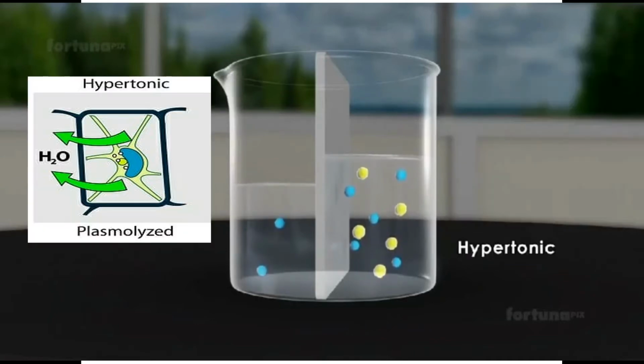The last type of osmotic solution is the hypertonic solution. A hypertonic solution is when the solute concentration outside the cell is higher than the concentration inside the cell. In a hypertonic solution, the water moves out of the cell and causes the cell to shrivel.